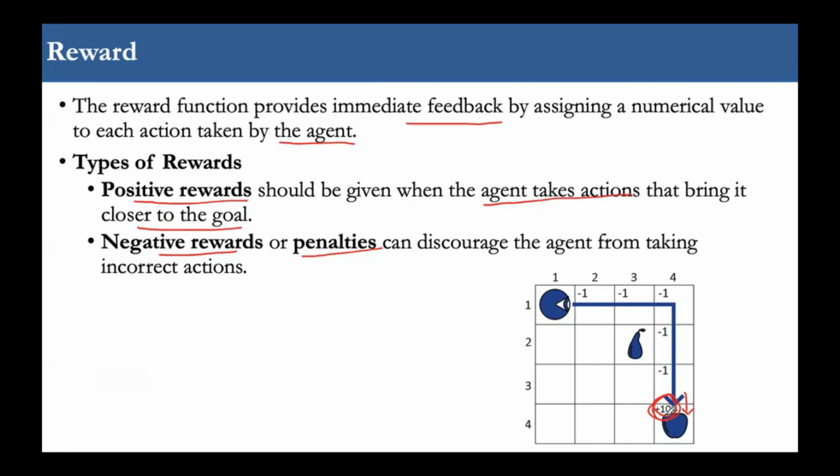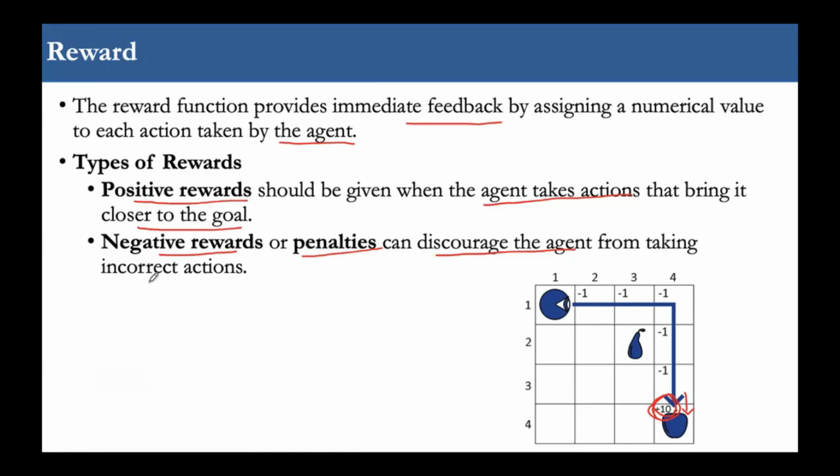And then negative reward. So what is actually a negative reward? It is a discouragement for the agent from taking incorrect actions. So for example, in the car simulation, negative rewards will be given when there is a collision or driving away from the road. So this is all about reward.